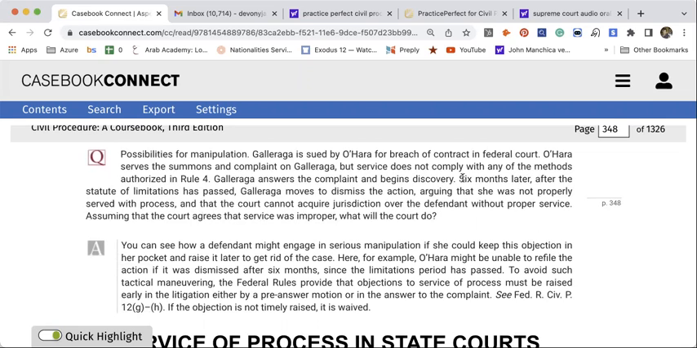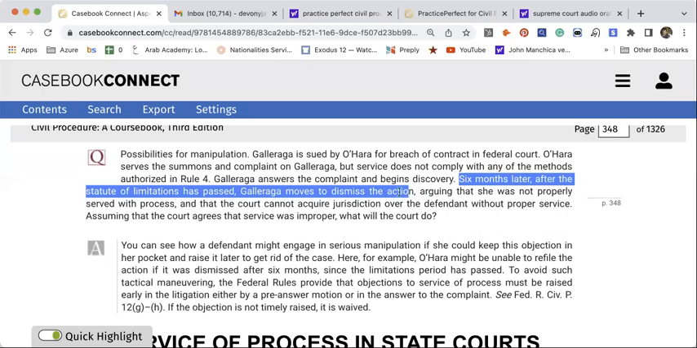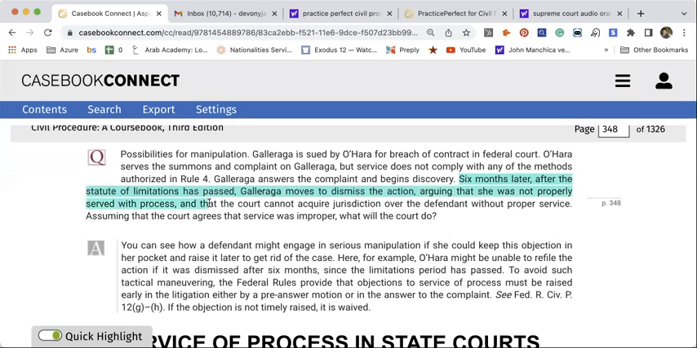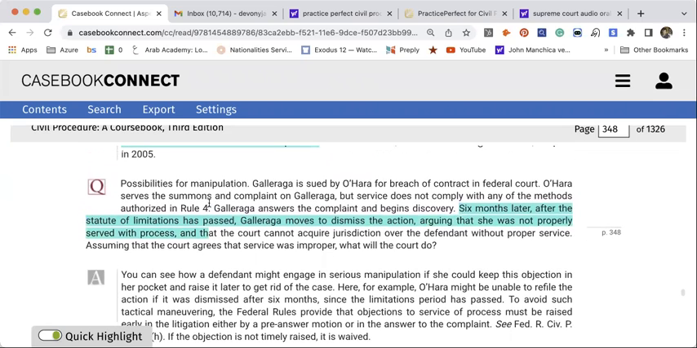Galega is sued by O'Hara for breach of contract in federal court. O'Hara serves a summons and complaint on Galega, but service does not comply with any of the methods authorized in Rule 4. Galega answers the complaint and begins discovery. 6 months later, after the statute of limitations has passed, Galega moves to dismiss the action, arguing that she was not properly served with process and that the court cannot acquire jurisdiction over the defendant without proper service. Assuming the court agrees the service is improper, what would the court do?